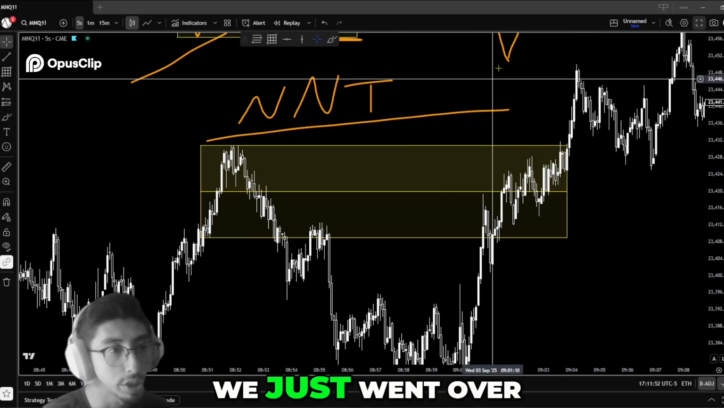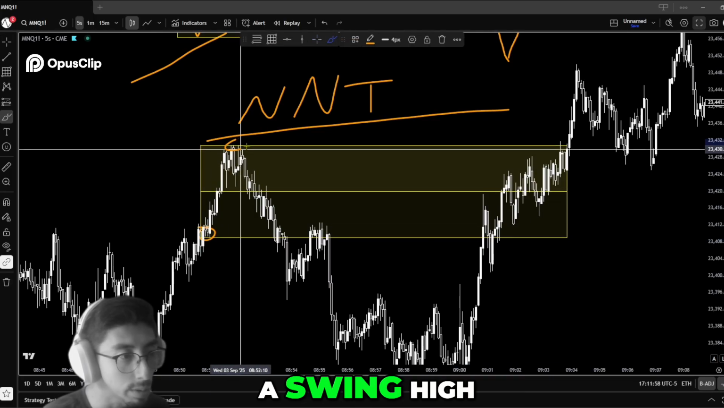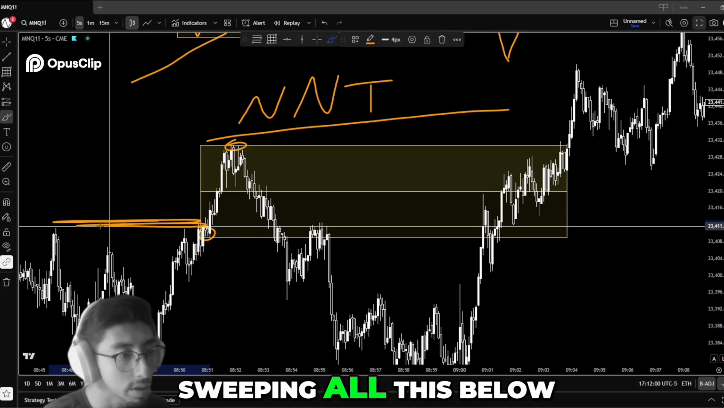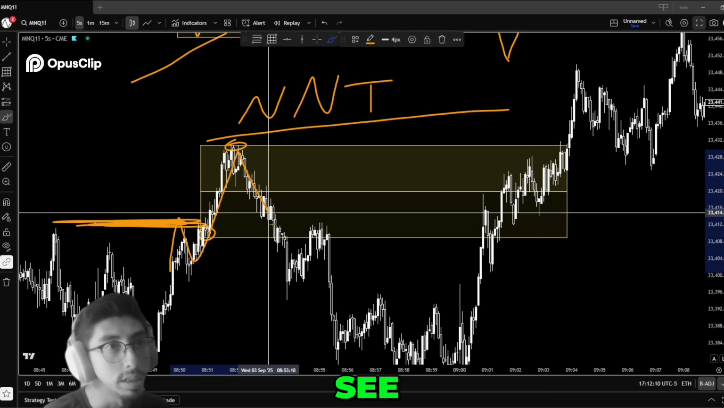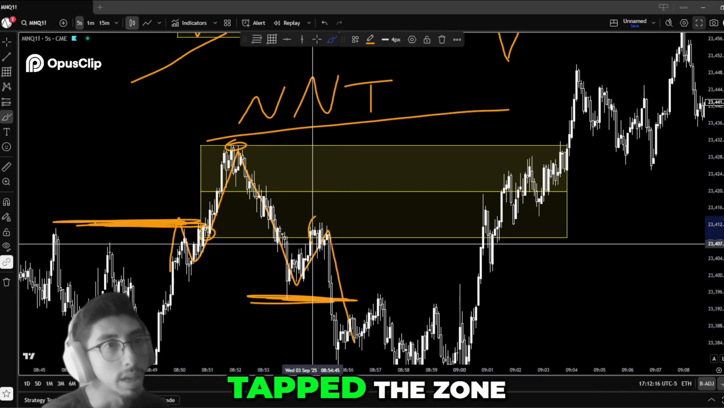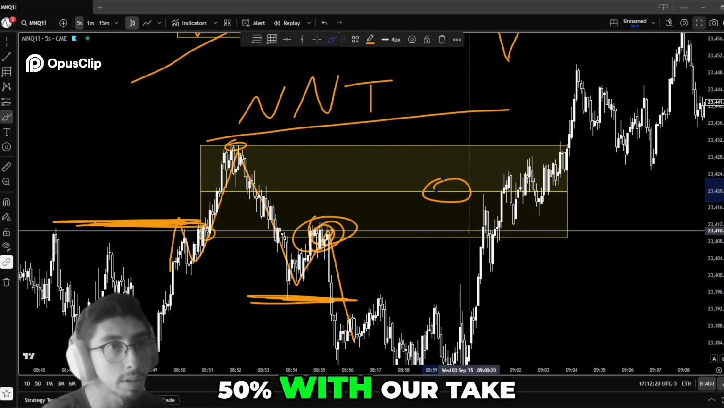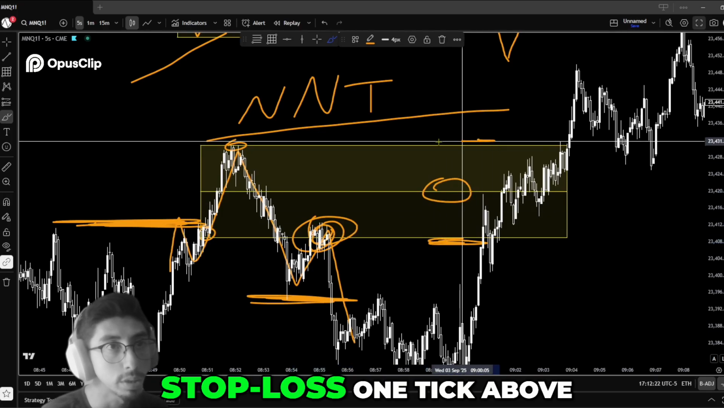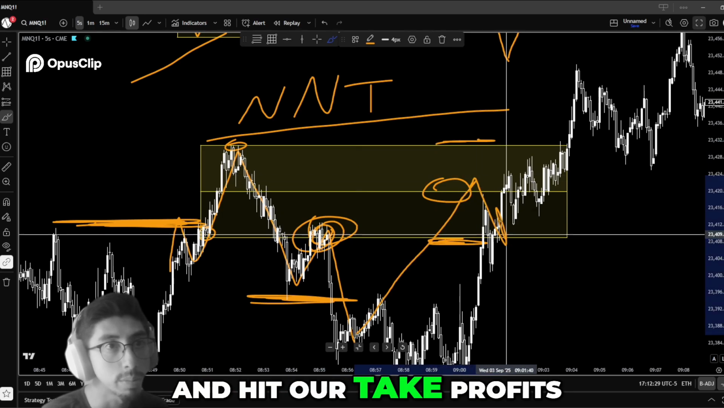The exact same pattern we just went over played out right here. We see a swing low, a swing high, sweeping all this below. See this bearish play, drawing the pattern. See price came out, tapped the zone, and then broke structure. So then before coming back, we would enter at 50% with our take profit below. Our stop loss one tick above. As you can see, price came, built 50%, and hit our take profit.